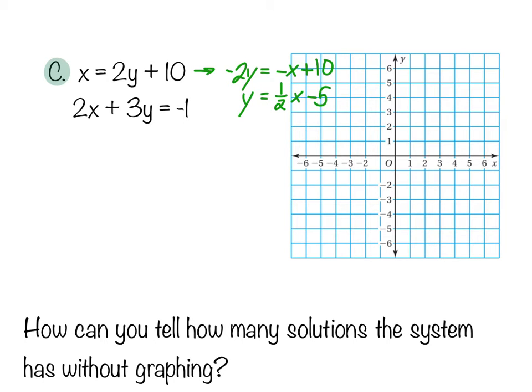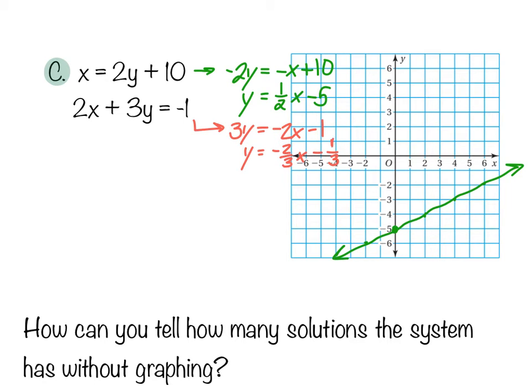So we have our y-intercept of negative 5. We have our slope of rising 1, running 2. Okay, and that's going to give us, draw straight as possible, that line right there. And then for the other one, we have to move the 2x over to the other side. So that's going to be negative 2x minus 1. And then we're going to divide everything by 3. So y equals negative 2/3 x minus 1/3.